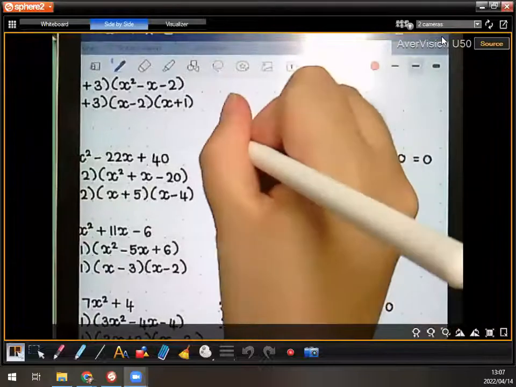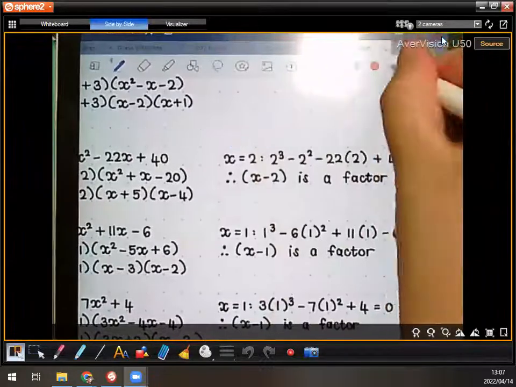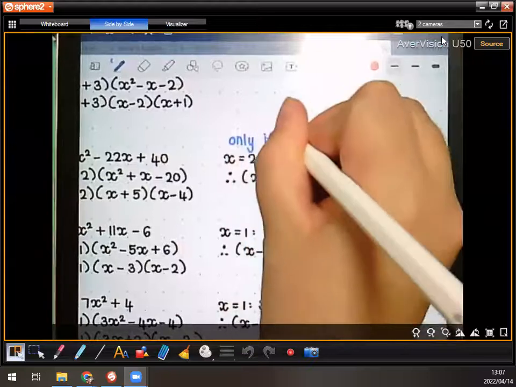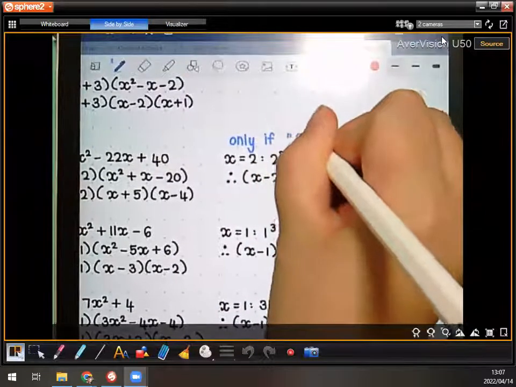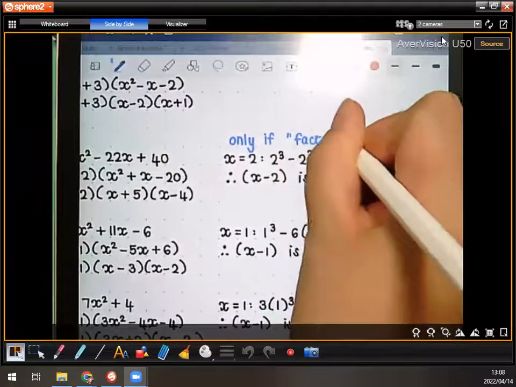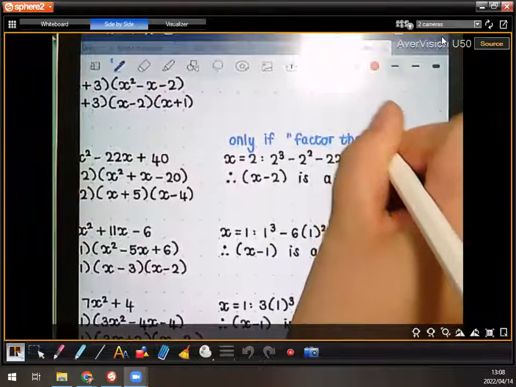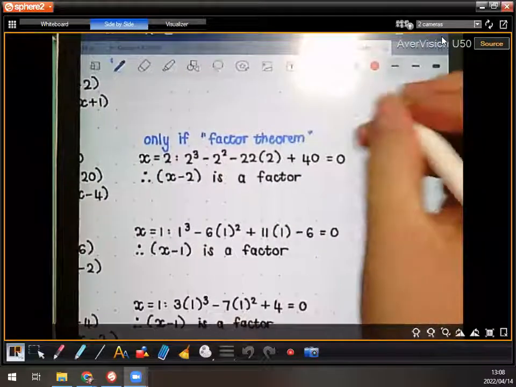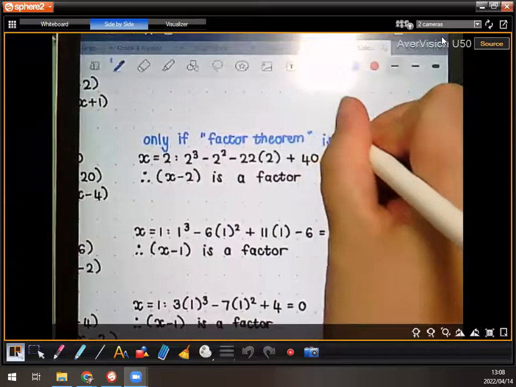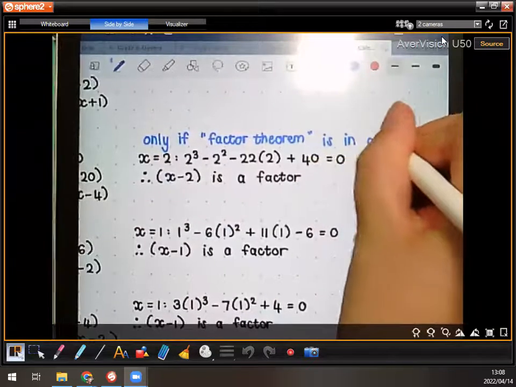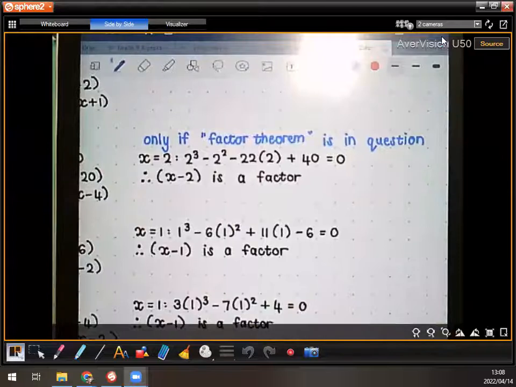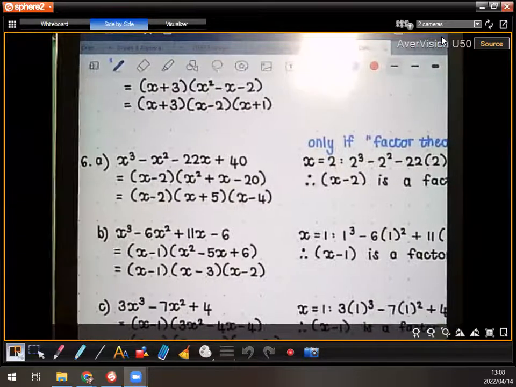Only add this if they say in the question, use the factor theorem or by factor theorem or something like that. Only if factor theorem is in the question, otherwise you can just factorize normally. It's just a waste of time.